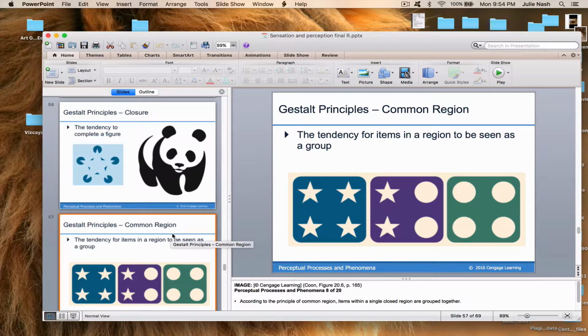Okay, common region. If I asked you how many groups are here, if you went with the law of similarity, you could say 2. There's circles and there's stars. But this one trumps it when you see region, okay? So we see 3 regions. You would say there's 3 groups here because they're in a closed region together, even though they're 2 different types of symbols, okay?